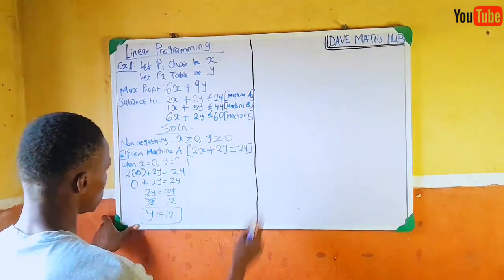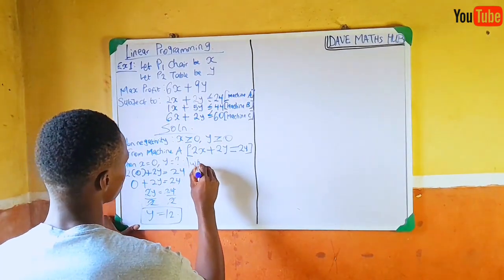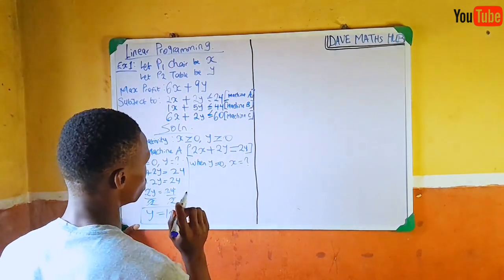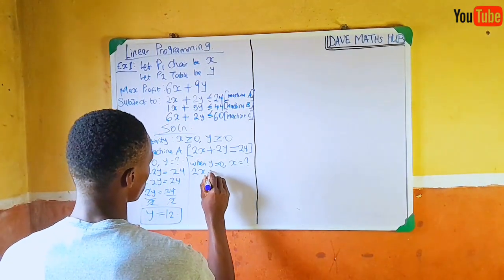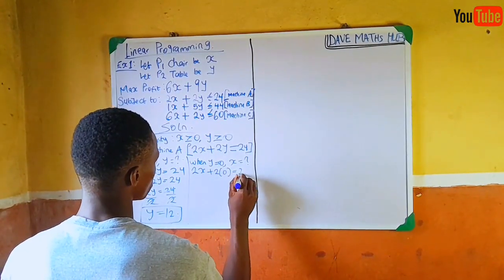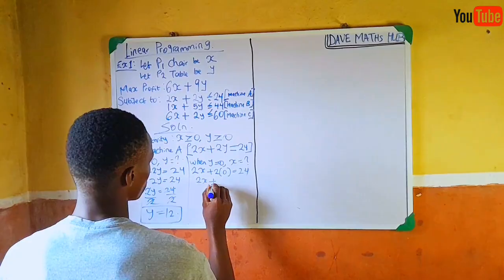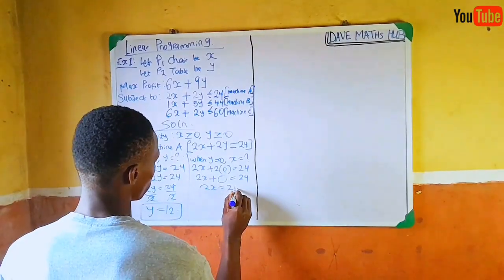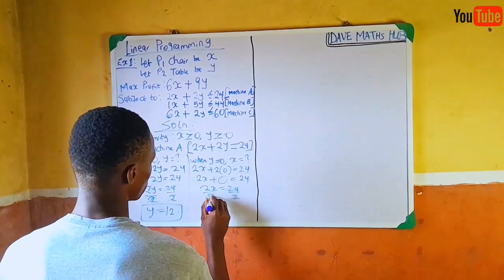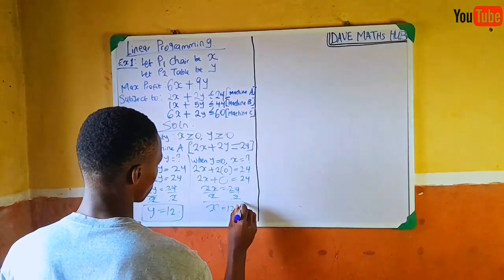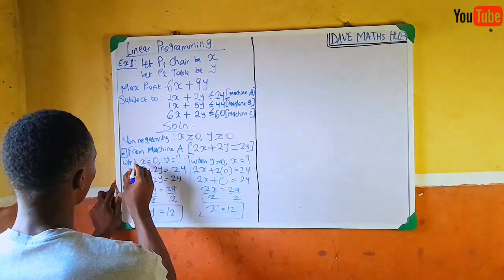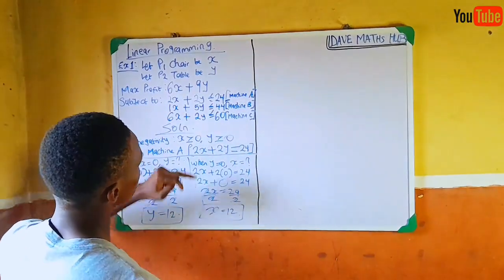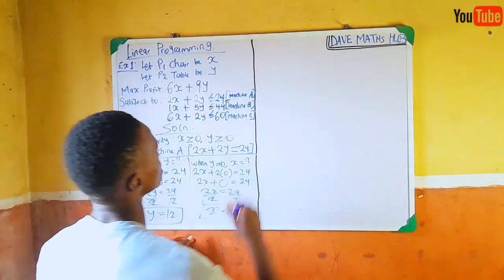Alright. Now we'll do the same thing inversely. When y is equal to 0, x is equal to what? Unknown. So 2x plus 2 times 0 equals 24. 2x equals 24, divided by 2. X is equal to 12. Now, we've found it for machine A. We still need to get it for machine B and machine C. So we repeat the process.